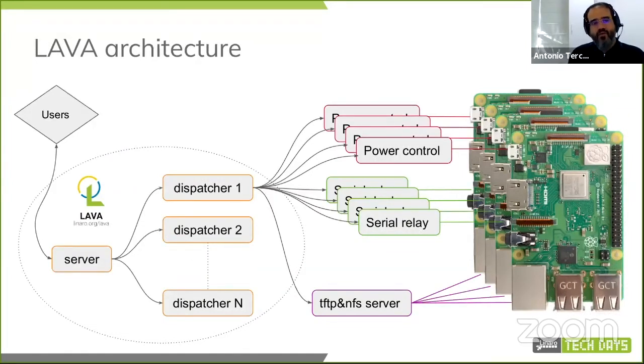So in Lava, we have a server, which is the component that receives the job definitions. And we have one or more dispatchers, which are the machines that are actually connected to the board, where you have the power control, the serial relay, you serve files to the board, and so on.